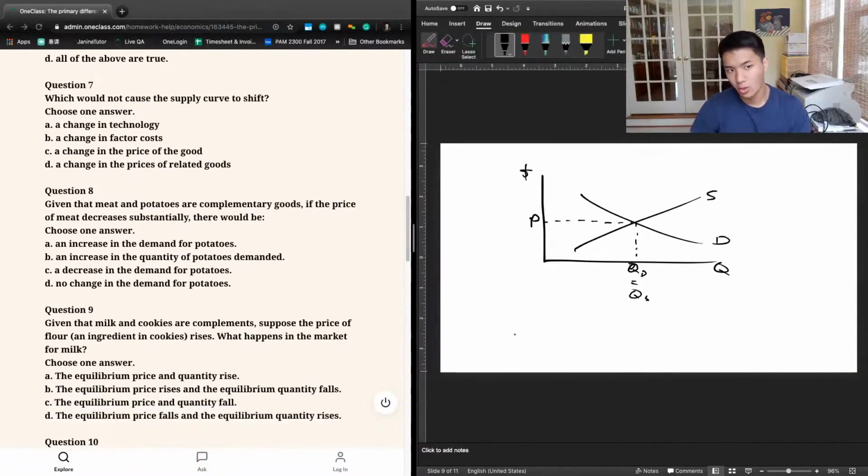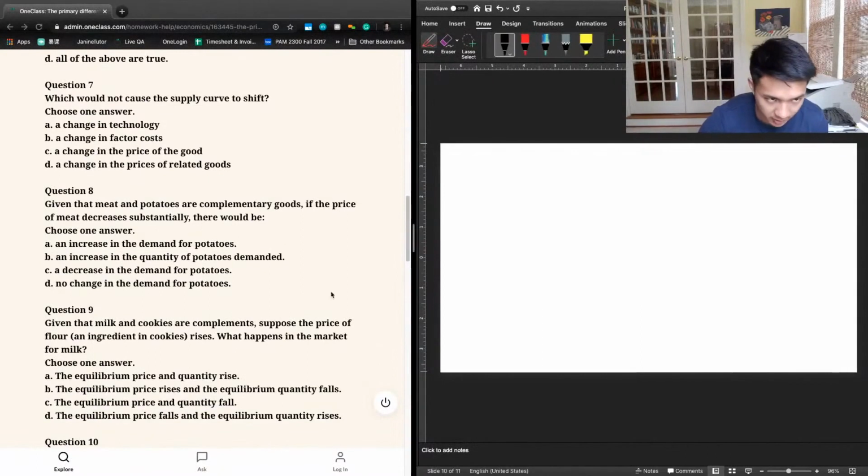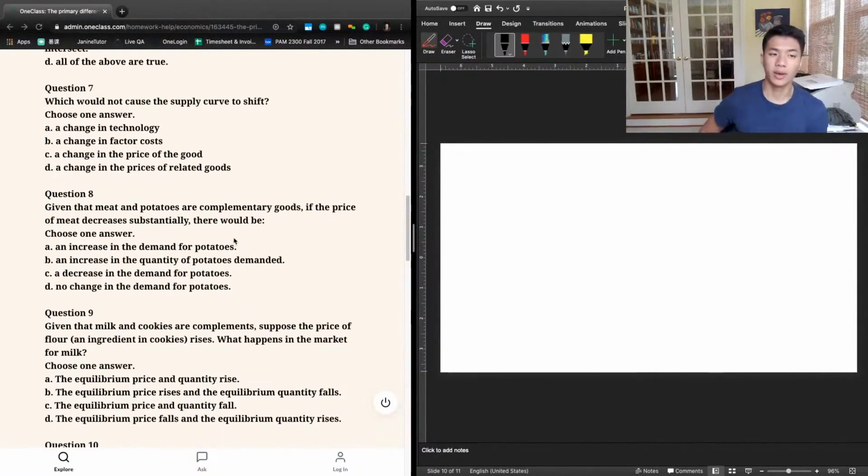Seven says, which one would not cause the supply curve to shift? A says a change in technology, B says a change in factor costs, C says a change in the price of a good, and D says a change in the price of related goods. So this has to do with determinants of supply, and so which one of these is going to cause there to be a shift? Change in technology? Absolutely. When you introduce technology, input costs go down and you can produce even more, so that's going to be a rightward shift.